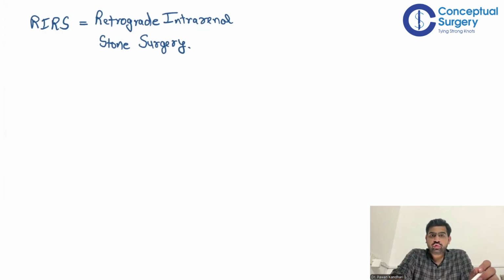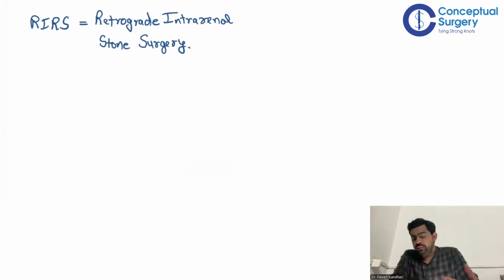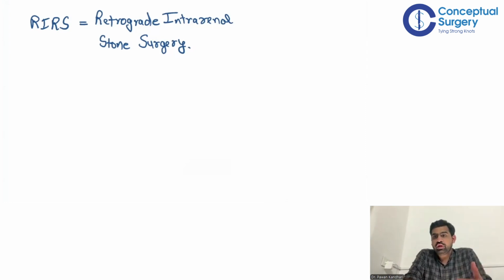So today we are going to talk about what you refer to as RIRS. Now, what is this RIRS? RIRS is retrograde intrarenal stone surgery. Okay, so we talked about ureteric stones a bit. We talked about the evaluation of a patient with ureteric colic and renal colic. In that, very briefly, I talked about the management of patients with this kind of stone, like what procedure we do for what, like PCN is done for what, URS is done for what.